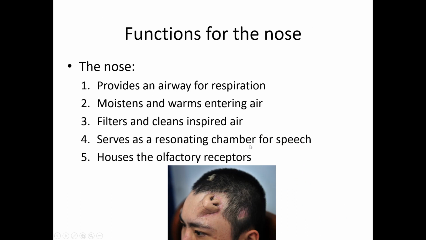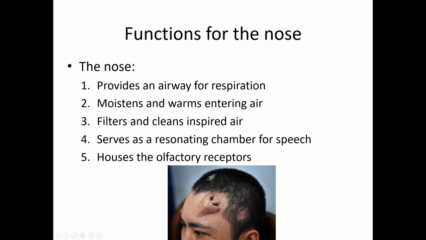Functions for the nose, pretty self-explanatory. Make sure you get that. This is just a nice little weird picture. If I remember correctly, the dude had cancer on his nose, and so they had to remove large chunks of it, and so they grew him a new nose on his forehead out of his own tissues and then moved it back down, and so that eventually got moved off down there.